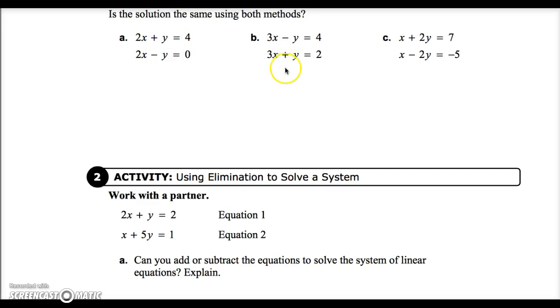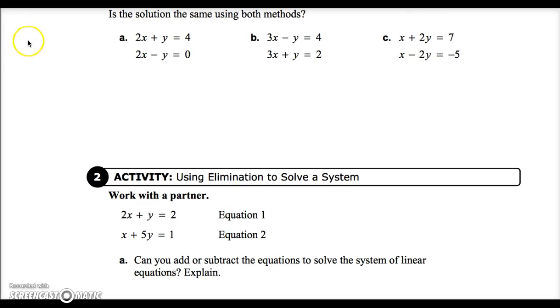If you look at B, again, you have positive 3x, positive 3x, so the x's are not opposites. Move on to the y's. You have a negative y in the first one and a positive y in the second one. Those are opposites. In C, we have x and x, not opposites. They are the same. Both are positive. With the y's, I have a plus 2y and a minus 2y. Those are direct opposites. One's a positive 2, one's a negative 2.